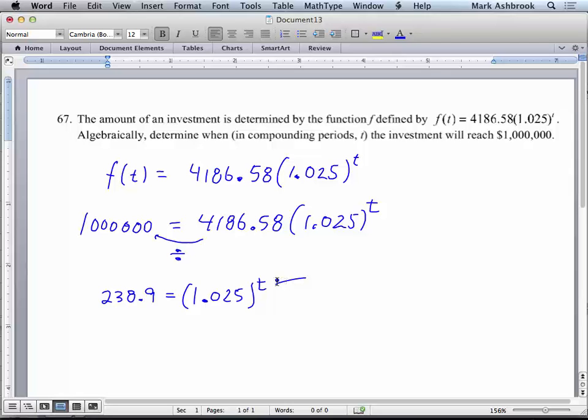That's right. So this is what we want to practice. The exponent of, I wasn't fair to you there. The exponent of 1.025 resulting in 238.9.